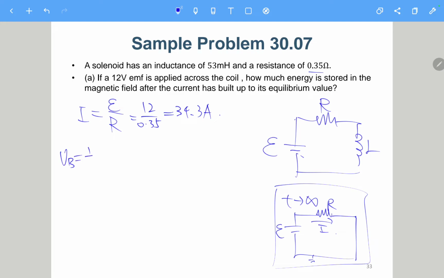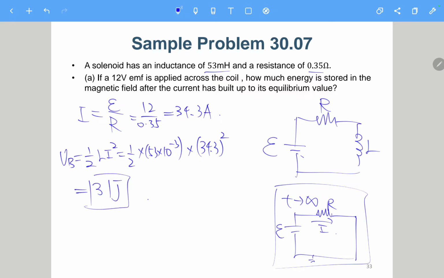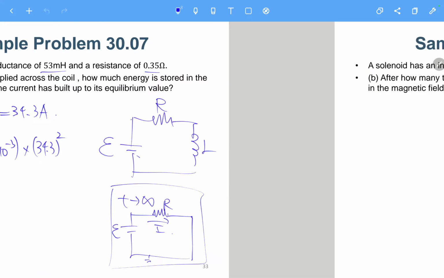Okay, so now we can just use the equation UB equals 1/2 L I squared. And then we can plug in the values: 1/2 times 53 times 10 to the minus third power, times 34.3 squared, which is 31 joules. Okay, so this is pretty simple.